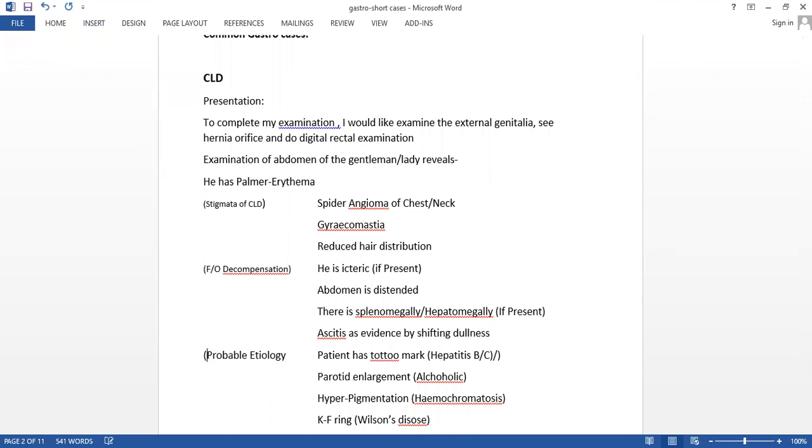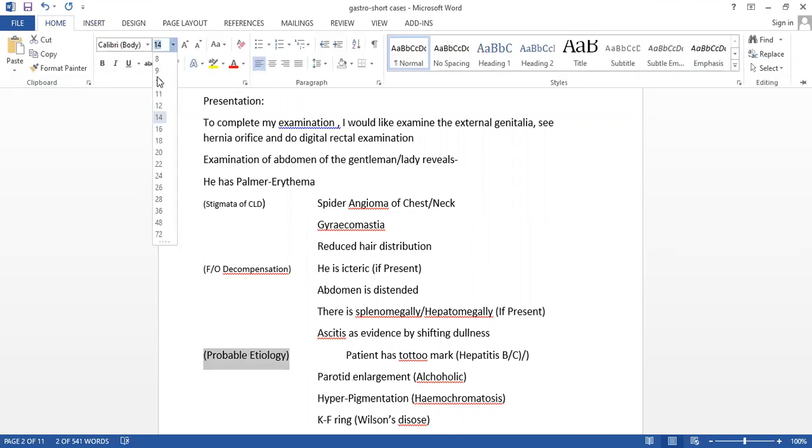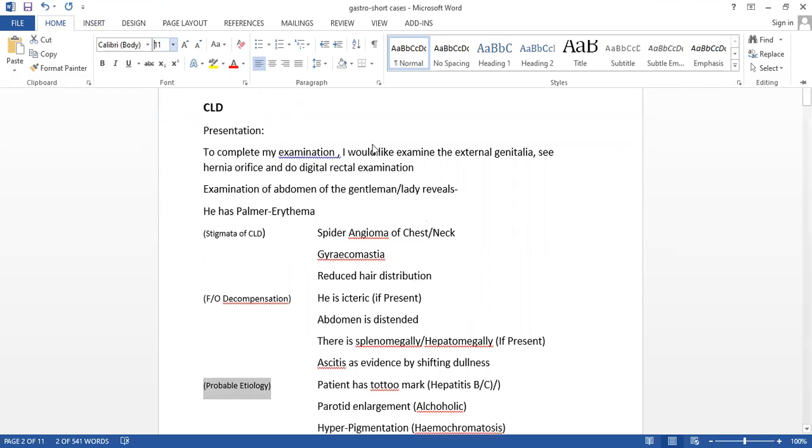So if you want to present a case of CLD, CLD is a very common presentation in PACES, actually in abdominal examination. There are certain ways, and before starting any presentation you need to say a few lines, like: to complete my examination I'd like to examine the external genitalia, the hernial orifice, and do digital rectal examination. In certain circumstances you can say that I would also like to do a bedside urine or bedside blood glucose test. So in case of CLD you can start with the periphery.